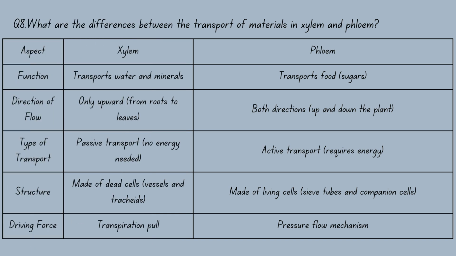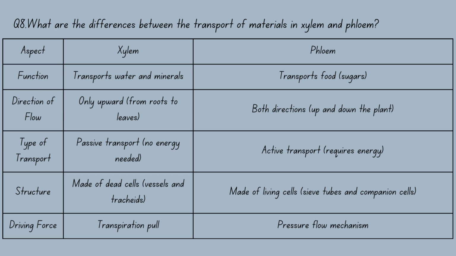Question 8. What are the differences between the transport of materials in xylem and phloem? Let's discuss one by one. Function. Xylem transports water and minerals, while phloem transports food, sugars. Direction of flow. Xylem shows only upward flow, from roots to leaves, while phloem flows in both directions. Type of transport. Xylem has passive transport, no energy needed, while phloem has active transport, requires energy.